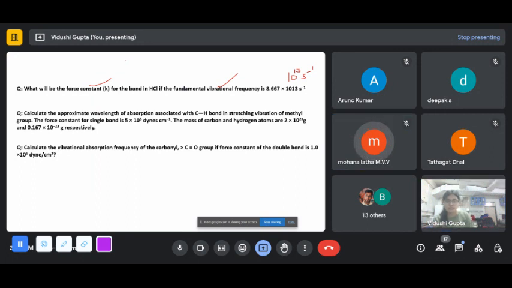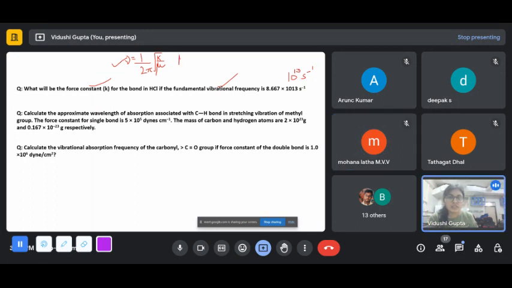Okay, it's nu equals 1 by 2 pi under root k by mu. So the value of vibrational frequency is given. For k you have to calculate. And what about mu? How will you calculate mu? m1 m2 by m1 plus m2. Yeah, and mu is the reduced mass.